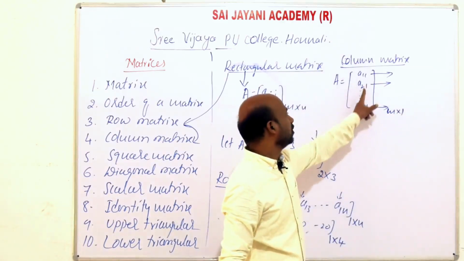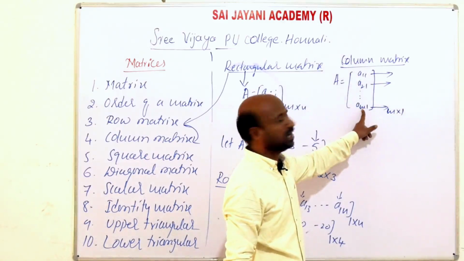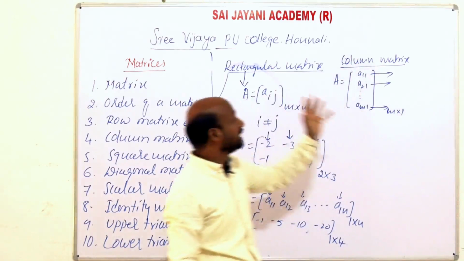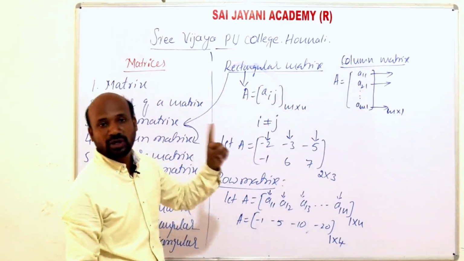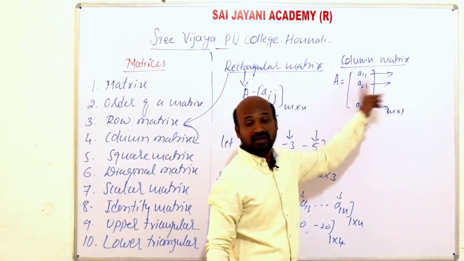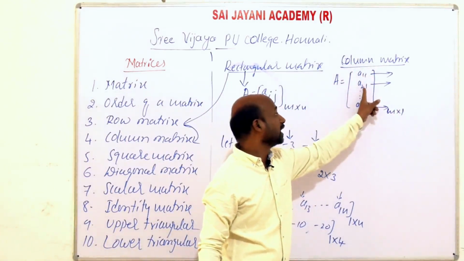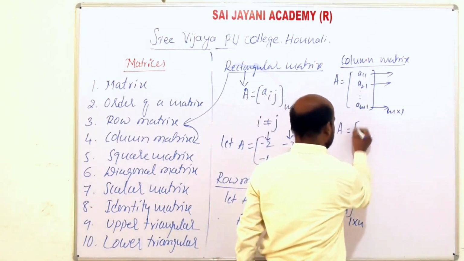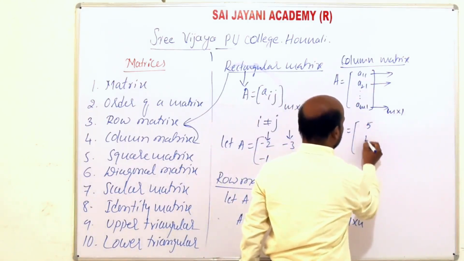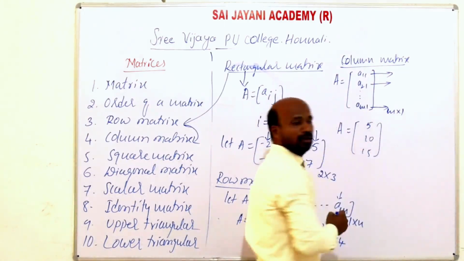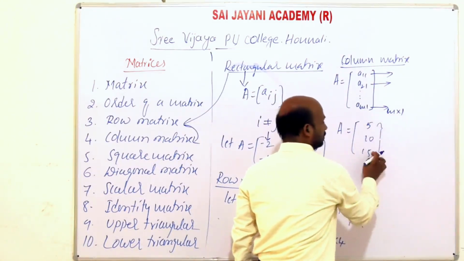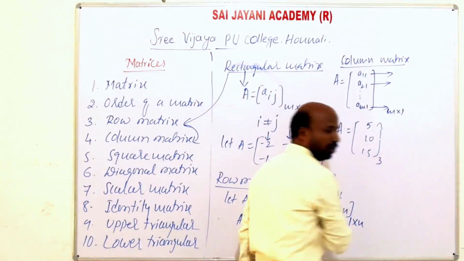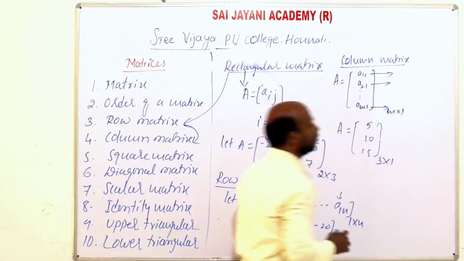First row, second row, third row, fourth row, and in general this is the mth row, but the number of columns is only 1. So a matrix is said to be a column matrix if it has only one column but m number of rows. In particular, matrix A = [5; 10; 15]: first row, second row, third row, but the number of columns is only 1. So the order is 3 rows, 1 column.